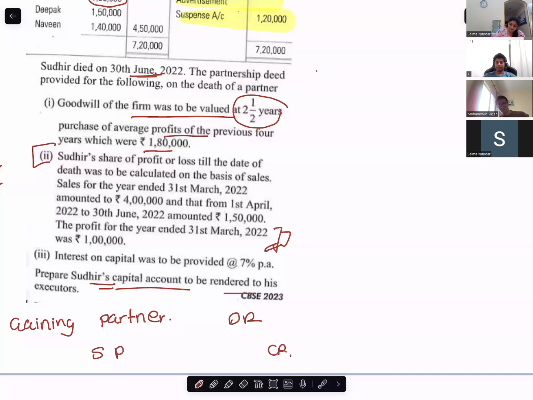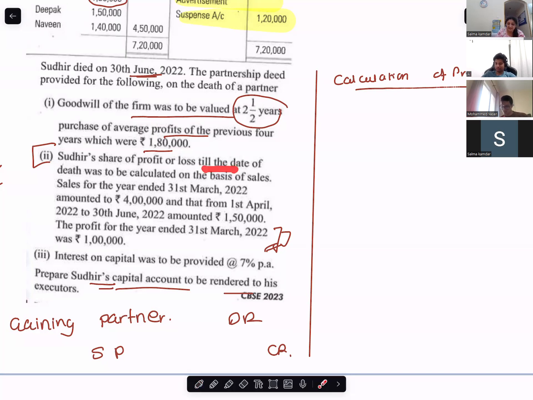What will I do now? I have to calculate profit, right? Yes. Please do along with me. So the profit or loss till the date of death is to be calculated on the basis of sales. So profit is calculated on basis of sales. Are you with me? Yes.